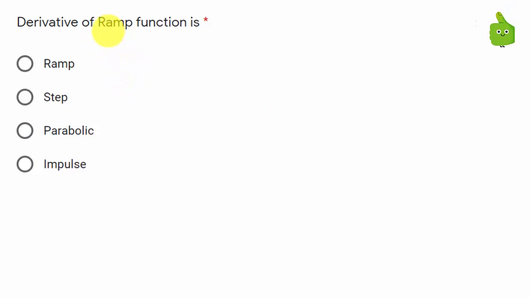Next question: derivative of ramp function is a step function. Derivative of step function is impulse. Derivative of parabolic is ramp function. You should know: integration of impulse function is step function. Integration of step function is ramp function. Integration of ramp function is parabolic function. These things you should know. So the corresponding option that is going to follow is option B is correct.